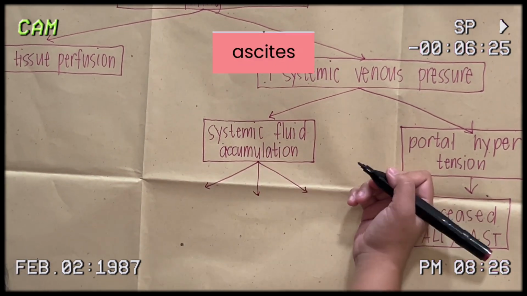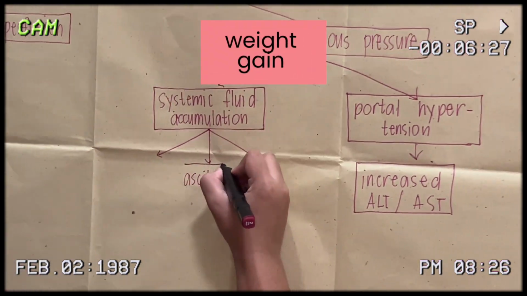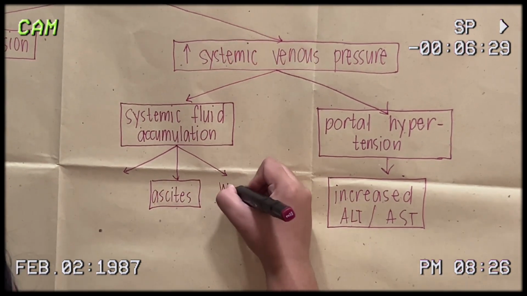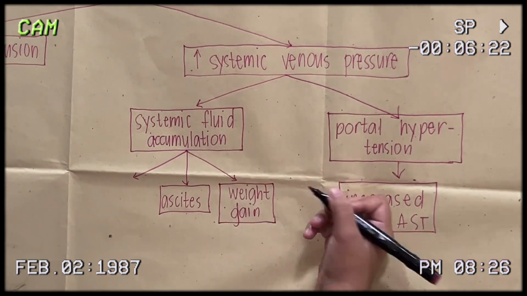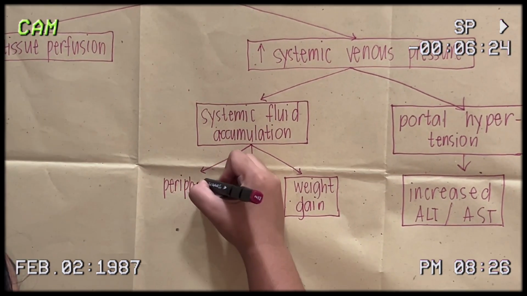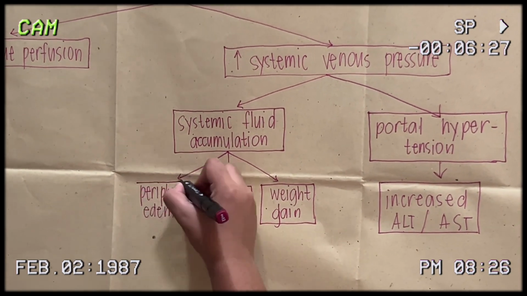Systemic fluid accumulation then presents as ascites, weight gain, and peripheral edema, as too much fluid leads to third space fluid shifting. This happens when fluid moves from the blood vessels into the interstitial space or the non-functional area between cells.